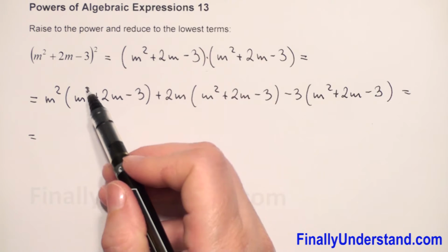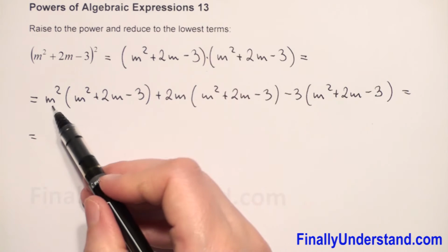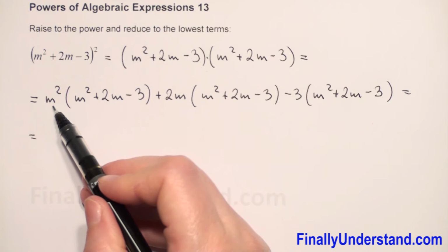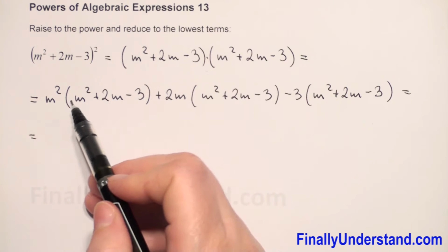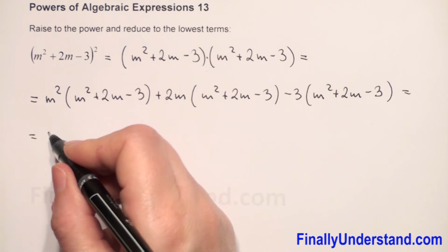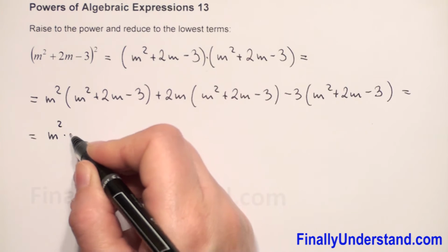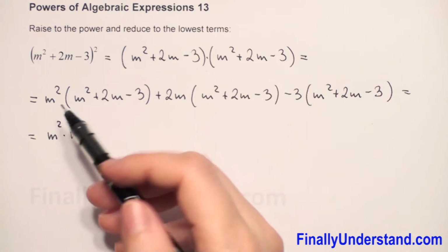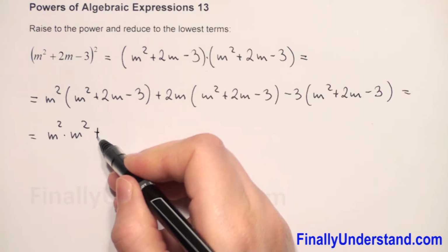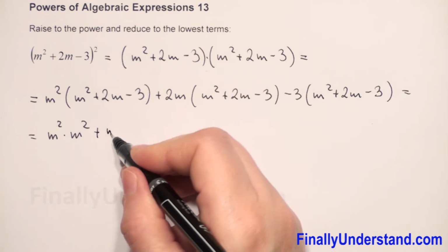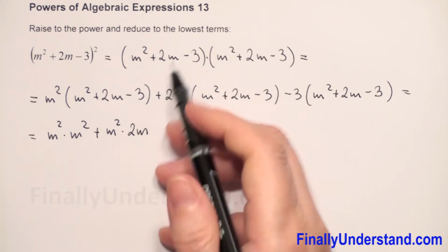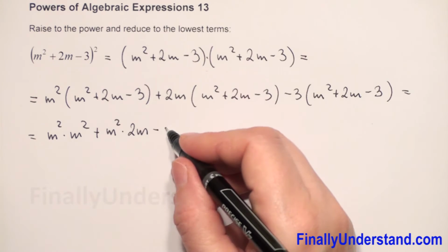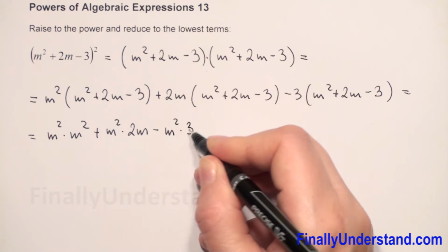Now we have to use the distributive law of multiplication. It means we have to multiply every term in the parenthesis by the expression which is before the parenthesis. So we have m squared times m squared. When we don't have a sign, it's always positive. So positive times positive gives me positive. I don't have to write the sign. We have m squared times m squared. Next we have positive times positive, so it will be positive sign, and we have m squared times 2m. Positive times negative gives me negative, and we have m squared times 3.